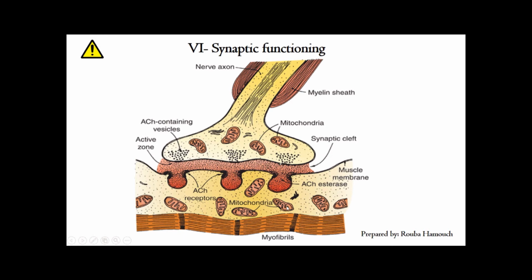It contains mitochondria and it contains receptors for acetylcholine. Acetylcholine, when it binds to the receptors on the muscle, on the voluntary muscles, it allows their contraction and thus the transmission of the message.